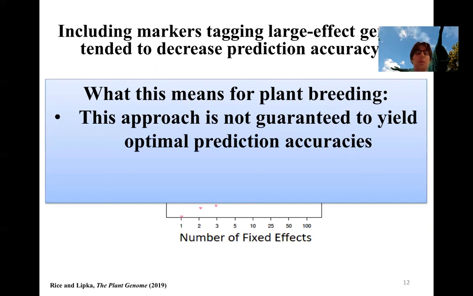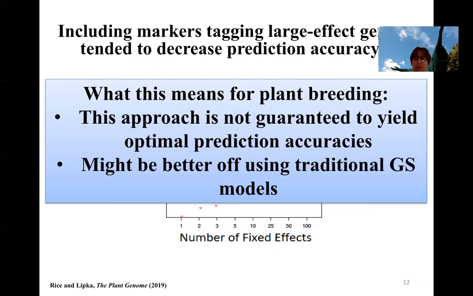So that's what this means for plant breeding. This approach is not guaranteed to yield optimal prediction accuracies. And depending upon the trait, using traditional genomic selection models might be better. And I'll finally leave on a philosophical point. One thing that I've figured out through my PhD in statistics and my research in quantitative genetics is that there's no one-size-fits-all statistical approach. The answer of what is the best statistical approach is always, it depends.